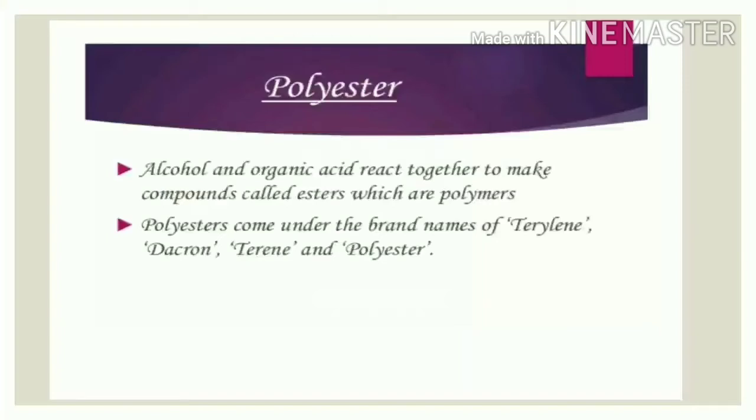So what is polyester? First of all, we have to know what an ester is. An ester is a compound that we can get by reacting two things together: alcohol and some organic acids. So, alcohol and organic acid react together to make a compound called the ester. Esters are the compounds from which fruits get their flavor.